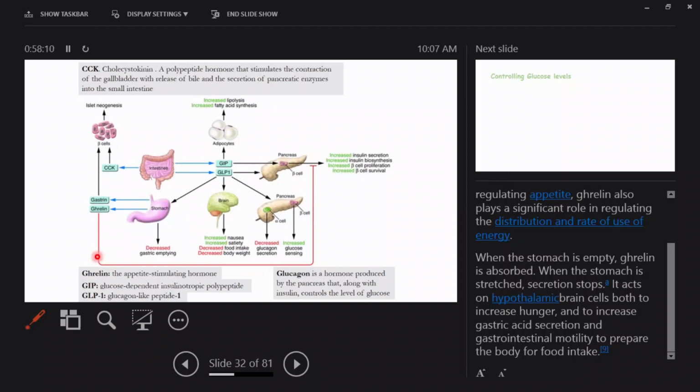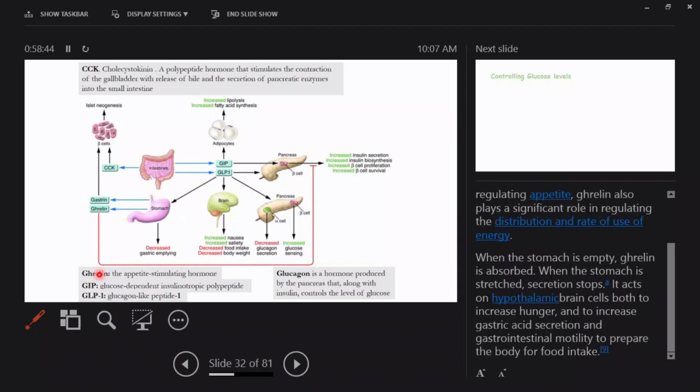When the body produces ghrelin, it increases hunger. That's why we feel very hungry, because of the ghrelin. It also increases gastric acid secretion, the production of gastric acid in the stomach, and it increases gastrointestinal motility. This is all how our body prepares for food intake.